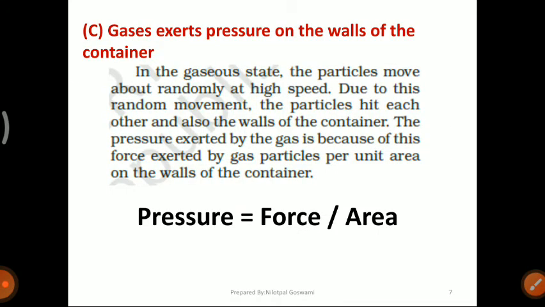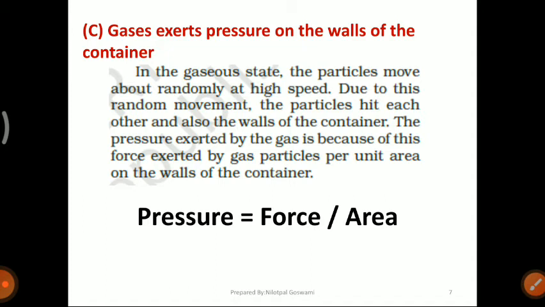So our third property of gas is that gases exert pressure on the wall. Why do gases exert pressure on the walls of the container? It is because the particles of gases move randomly, that is, they can move in any direction with a very high speed, and due to this movement, each particle of the gases will hit the wall of the container at one or the other point of time.